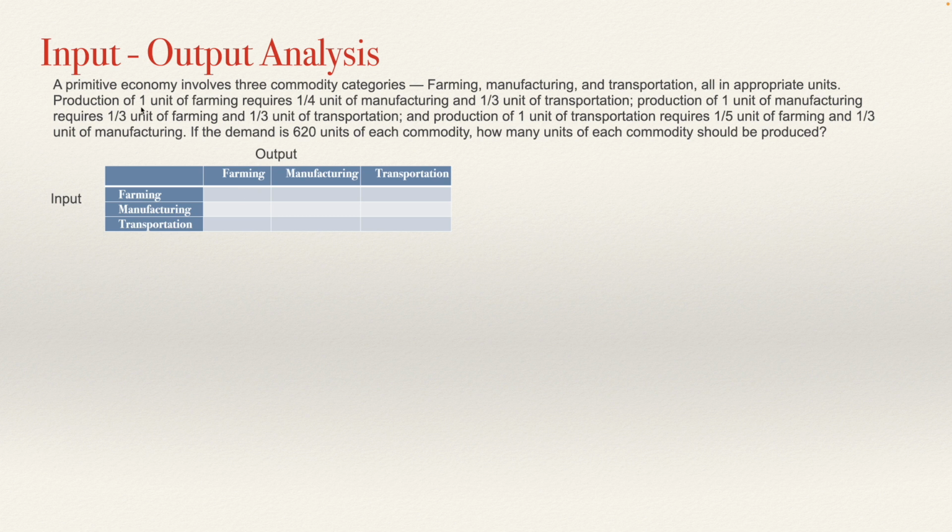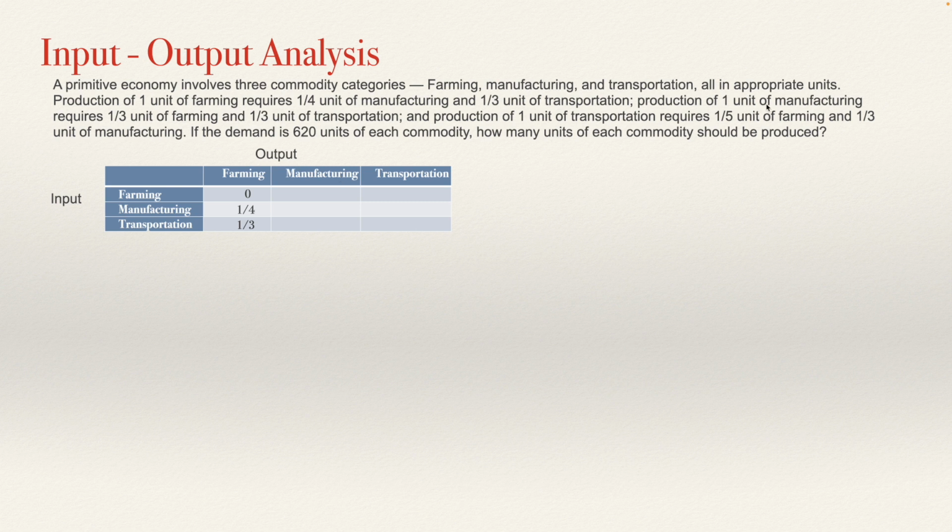So we read that the production of 1 unit of farming requires 1/4 unit of manufacturing. So 1 unit output of farming requires 1/4 unit of manufacturing. So in this input-output matrix, we have this 1/4. We read also that this unit of farming needs 1/3 unit of transportation. So we have that this number here is 1/3. And it looks that we don't need farming, so it will be 0 here.